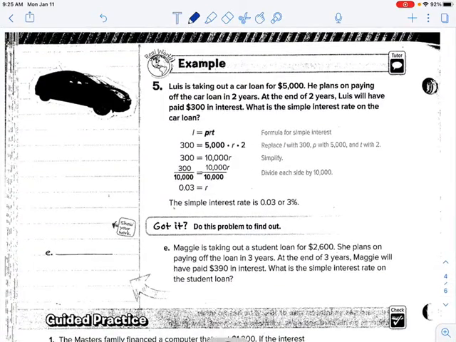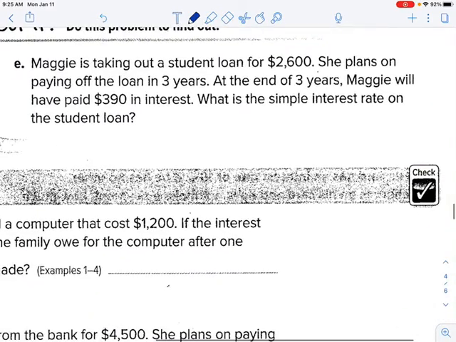All right, and I want you to look at letter E on the next page. Maggie's taking out a student loan for $2,600. She plans on paying off the loan in 3 years. At the end of 3 years, Maggie will have paid $390 in interest. What is the simple interest rate? So now we don't know the R. That's what we have to solve for.